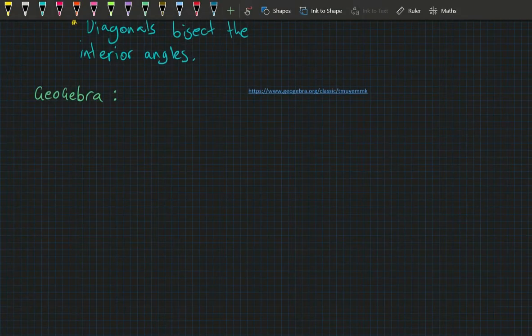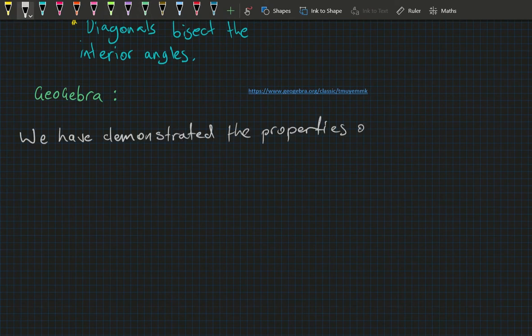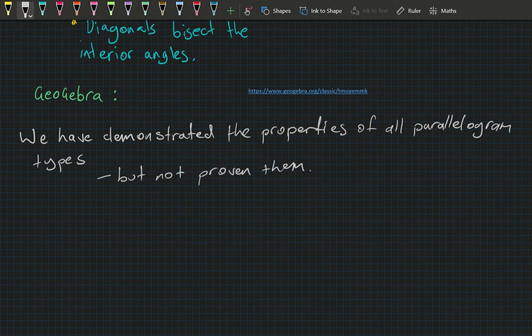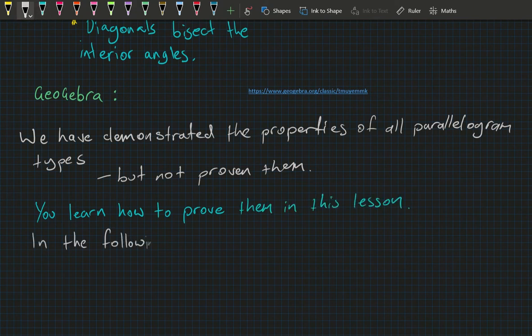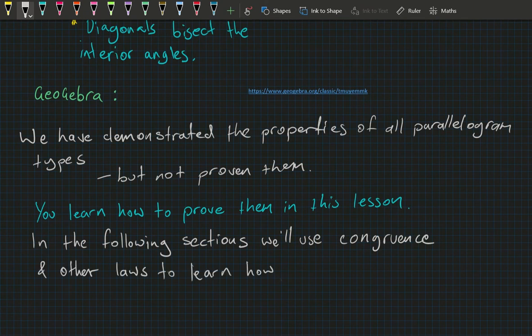Okay, back in the OneNote here. While we've demonstrated what the properties of these different parallelograms we're learning about are, I have not proved them. And that's because I'm not going to do that here. The point of this lesson is teaching you how to. So in the following sections, we're going to use some geometric rules and laws that we've already covered to prove these rules. And as I've stated in the previous lesson, this is the underpinnings of mathematics.